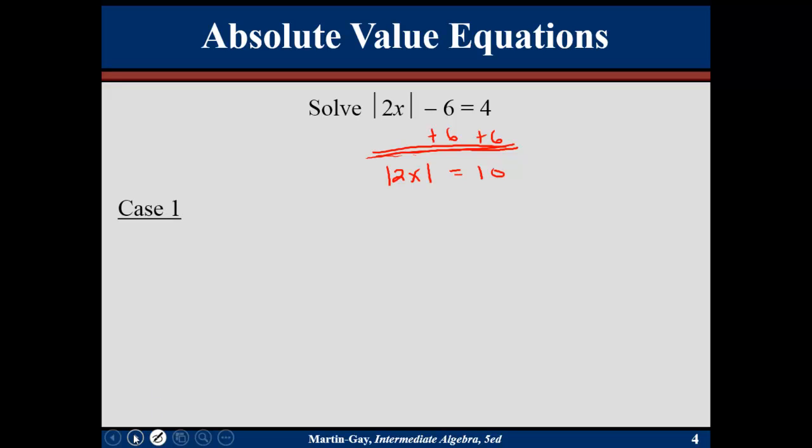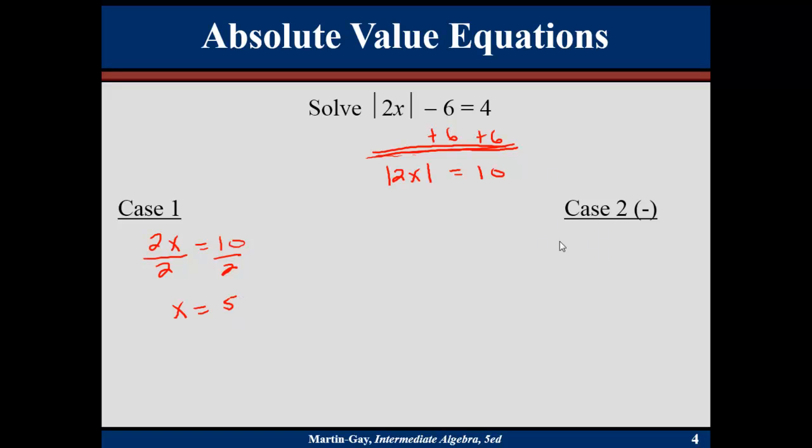Now would be the time that we would use our case 1 and our case 2, once we get that absolute value symbol isolated. So case 1, we'll have 2x equals 10. Solve that by dividing both sides by 2. We get x equals 5.